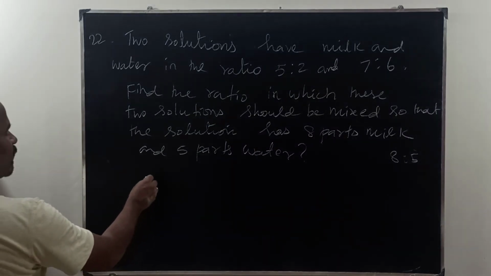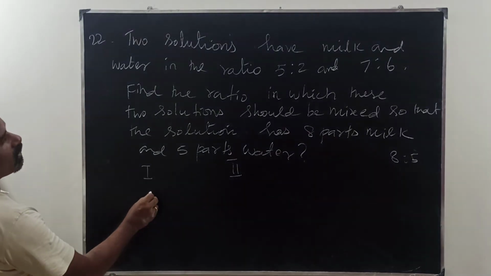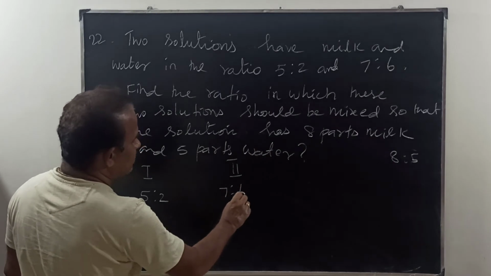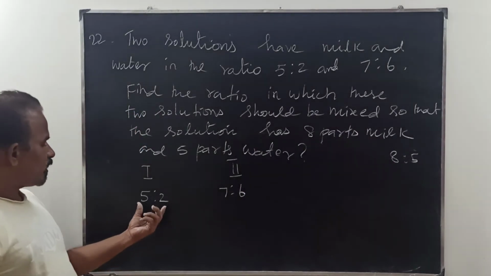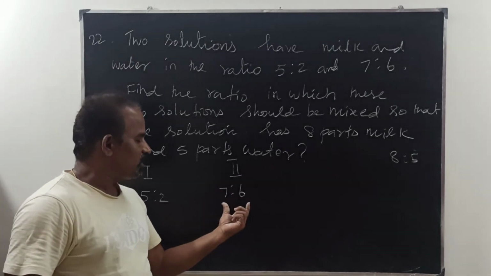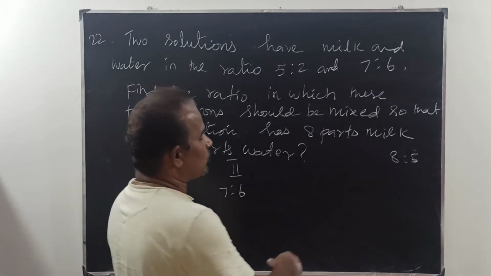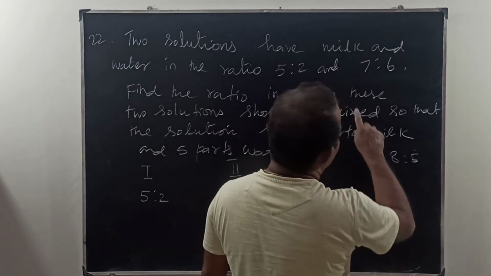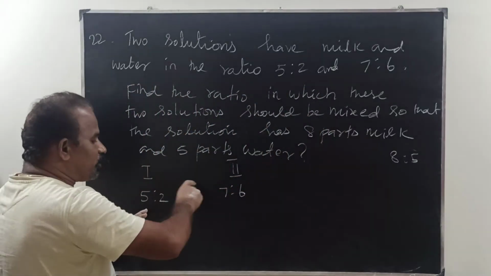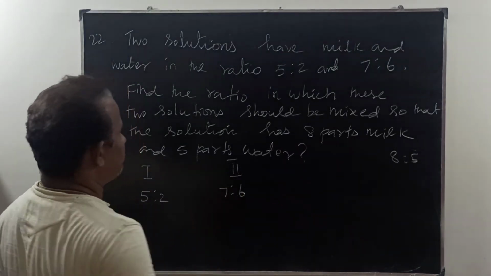This is the first solution, this is the second solution. This is 5:2. This is 7:6. We are going to take some quantity from the first solution, some quantity from the second solution. After mixing it, we will be getting the ratio of milk and water 8:5. So in which ratio do we have to take them?